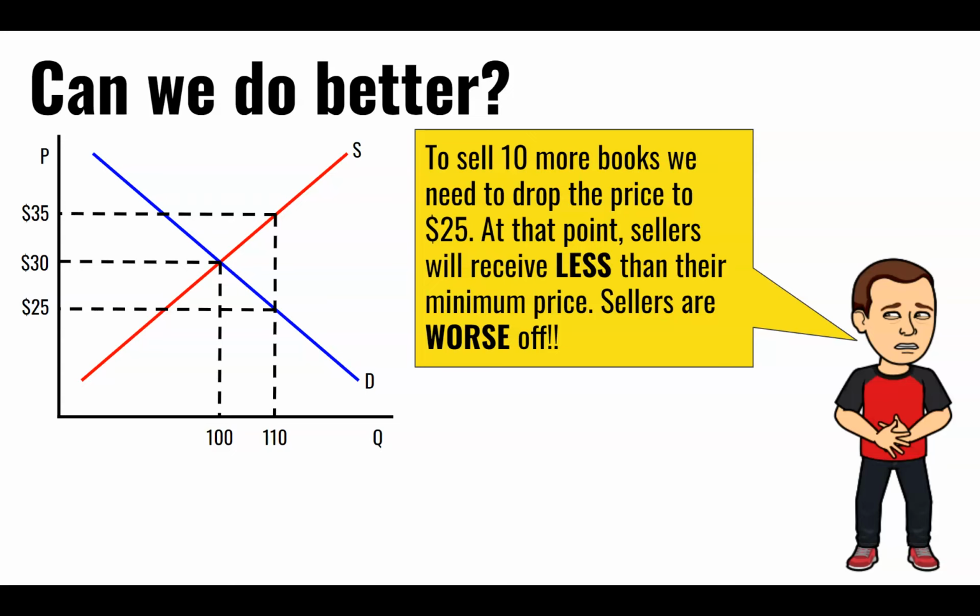The problem is that if I do that, in order to sell 110 books, suppliers need to receive a price of 35. But they're only going to get 25. So they don't want to make that trade. Now the government could make them accept that trade, but that would come at the consequence of harming the supplier. So I couldn't make the demanders better off without hurting the suppliers.